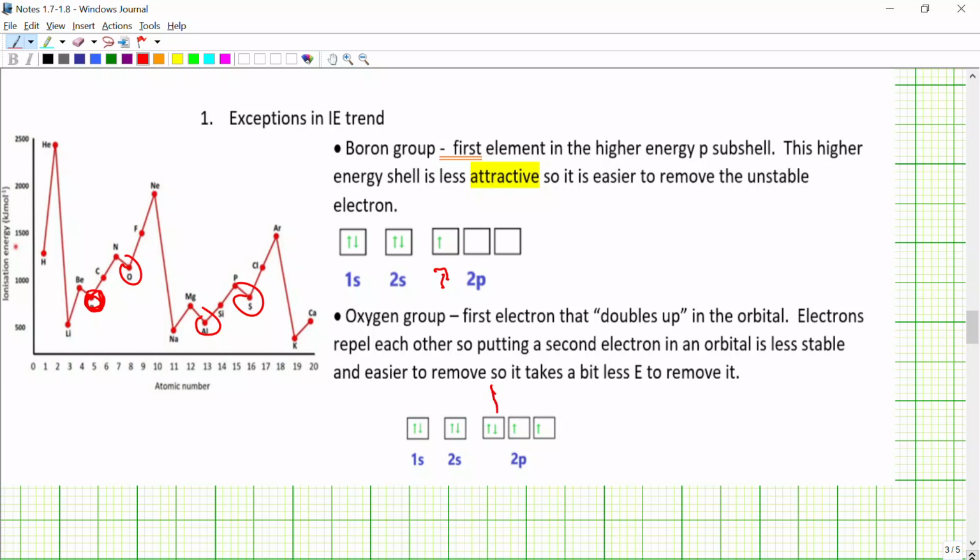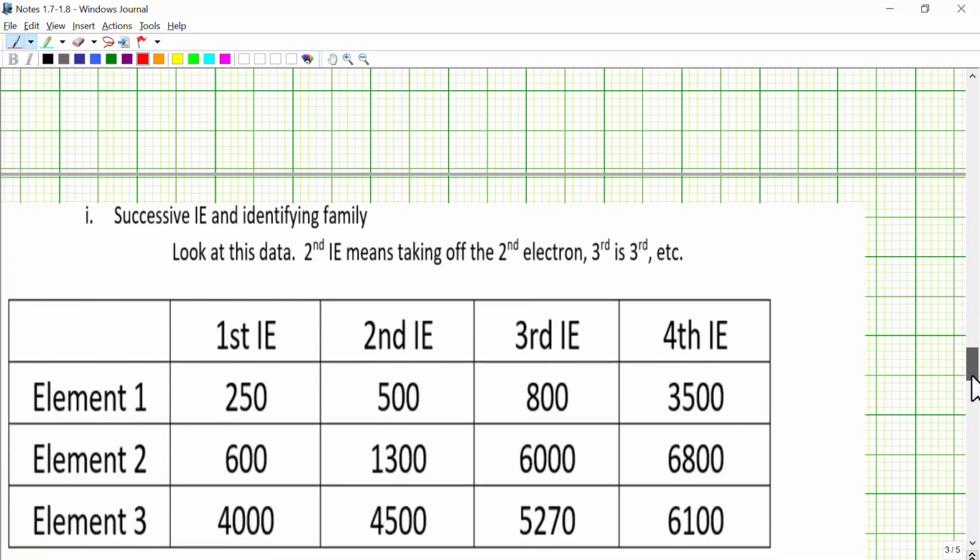Oxygen group. This is the first time you've got two of them in there. Remember we used the bed analogy. AP Chemistry gets to go on a trip and there's 3 of you and 3 beds. Well, guess what? You're going to spread out, right? Now there's 4 of you and 3 beds. Little creepsters, right? Someone says, do you want to go to a different room? Yes, I do. And you're going to leave quicker than the other ones, okay? Because electrons repel each other, putting a second electron in an orbital is less stable and easier to remove, so it takes a bit less energy to remove it.